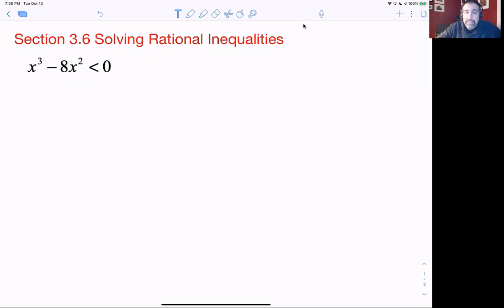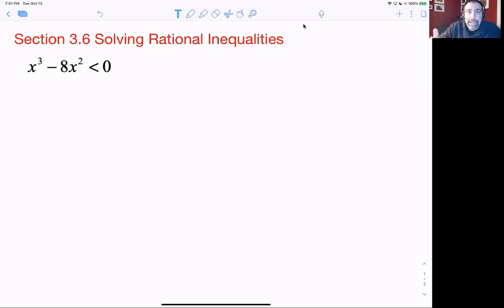So the first thing I want to tell you is every single time you're graphing one of these or solving one of these rational inequalities, just set the entire inequality to be zero on one side and then make a number line for the other side. So in the example we're looking at today, we've got x cubed minus 8x squared is less than zero. Everything's already equal to zero. We're going to now factor.